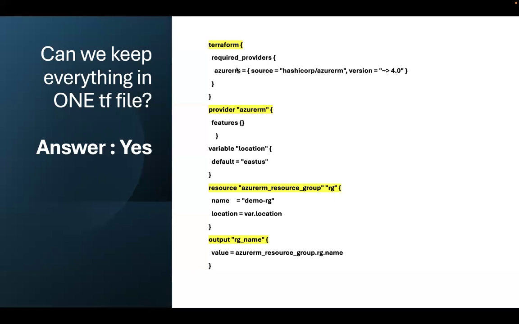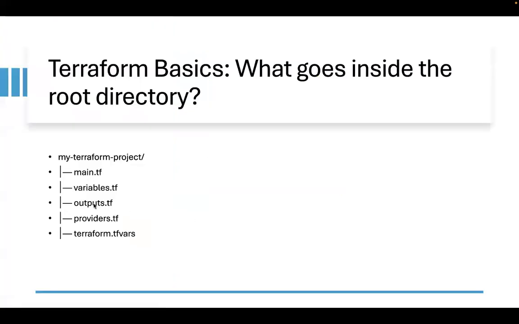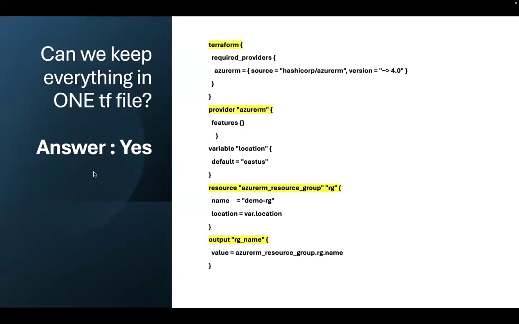So if you open a Terraform file, this is a Terraform file. Till here, Terraform, till here, provider. Then here is resource. This is output. So what I'm doing here, I'm putting my outputs block here, providers block here, variable blocks here, and main block, the resources, modules, calling modules, all these in here. But instead of that, I can keep everything in a single file.